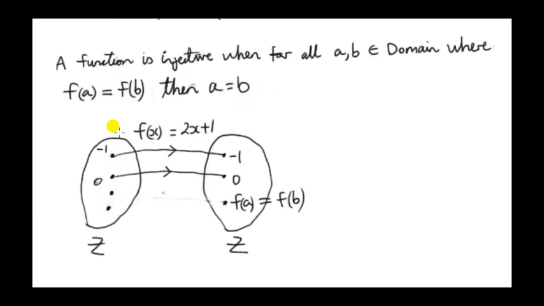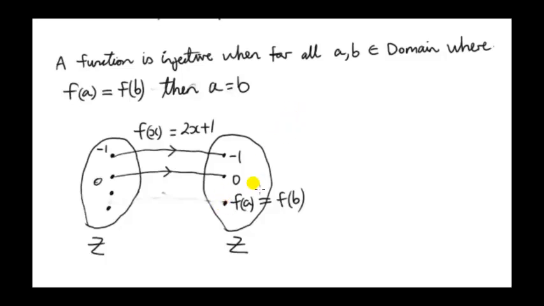So let's apply this approach to the function that we just did, which is 2x plus 1, a mapping from Z to Z. So suppose we have a point in the codomain which is the image of a and the image of b. We want to show that a is equal to b. So that means there's only one arrow pointing to this point.